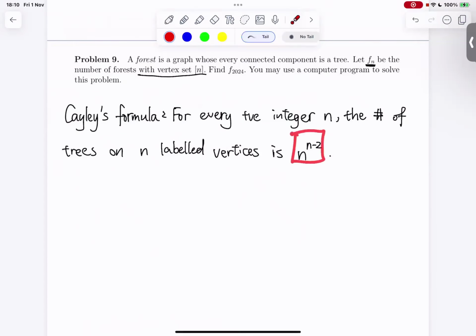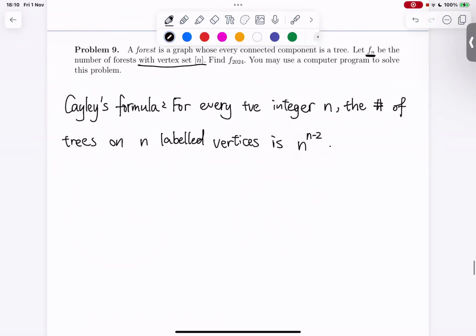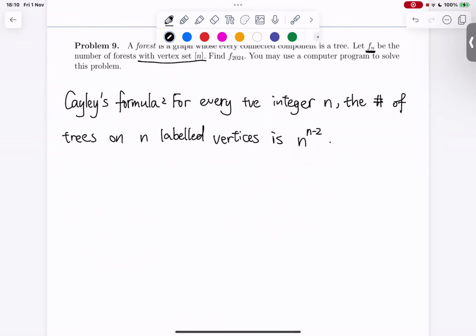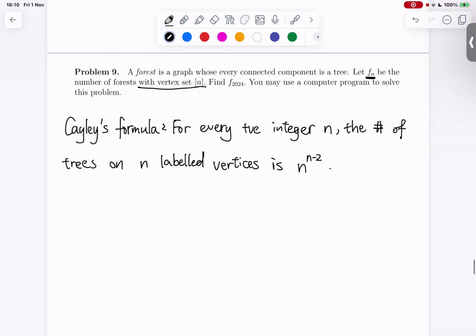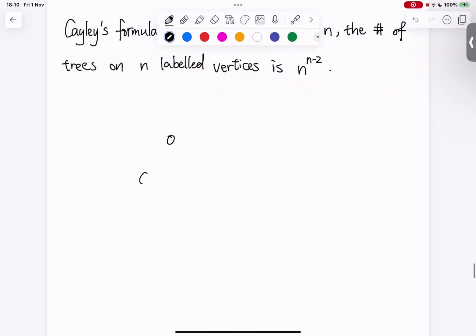So in the solution, I also direct you to a proof of Cayley's formula. So right now, I'm going to just use this formula. And this is Cayley's formula. So the number of trees on n labeled vertices is n to the power of n minus 2. And now we want to calculate the number of forests, actually. So suppose we have n vertices.